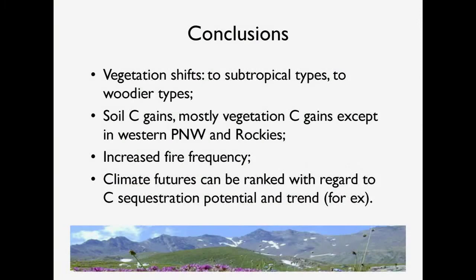So in conclusion, we show vegetation shifts, mostly to subtropical types and also to woodier types. We have soil carbon gains across the entire area, mostly vegetation gains, except in the western Pacific Northwest and along the Rockies. We see increased fire frequency around the entire region, and the climate futures can be ranked with regard to carbon sequestration potential and trend.